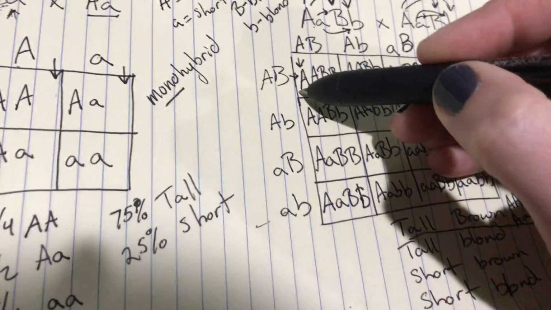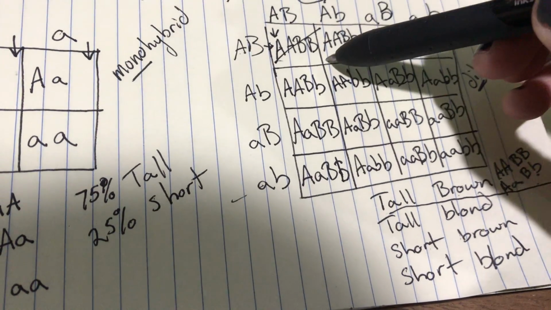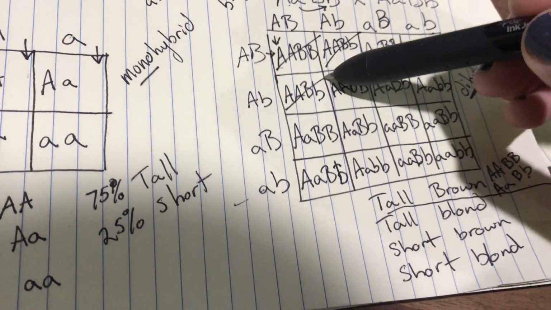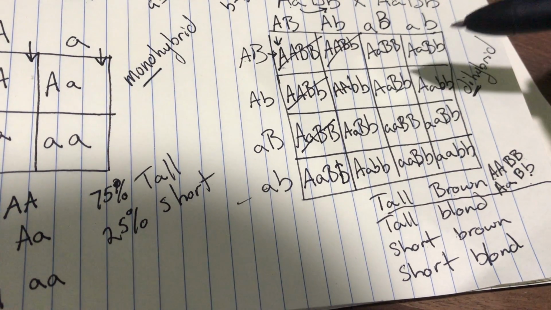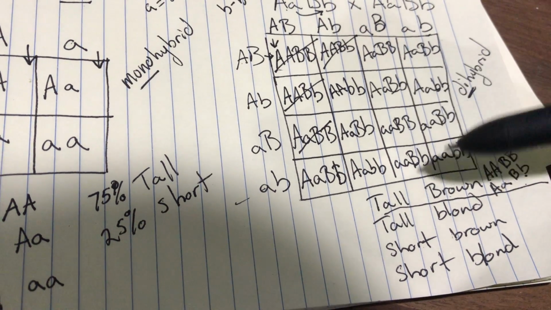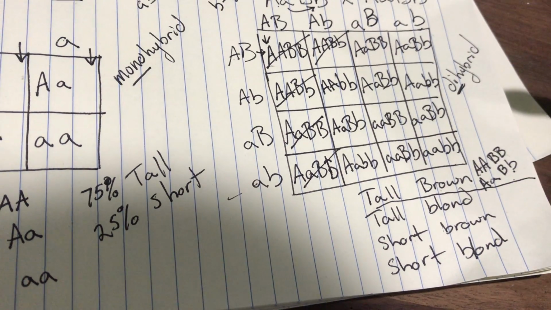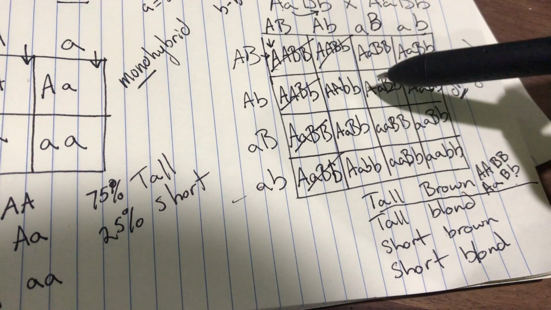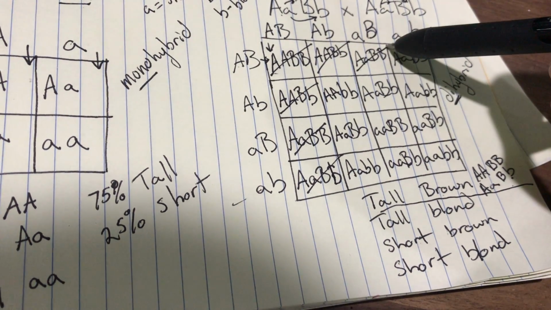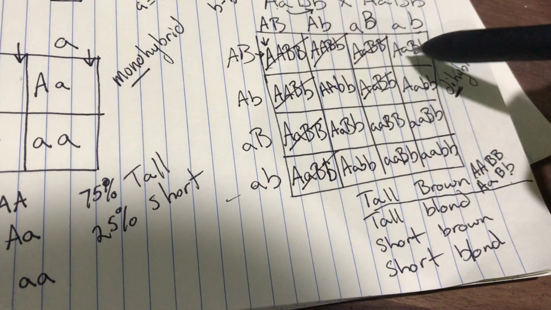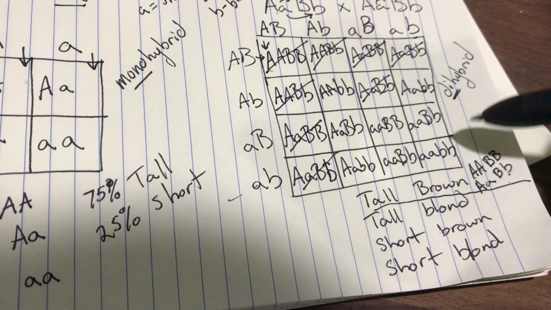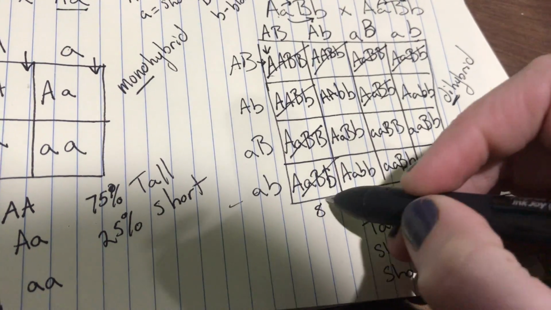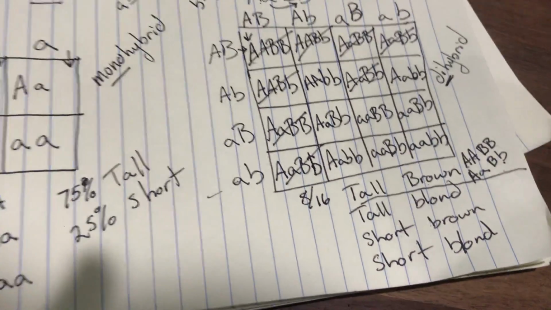So we have 1, 2, 3, 4, 5, 6, 7, 8 of these traits. So 8 out of 16, which is 1/2, so 50% are going to be tall and brown.